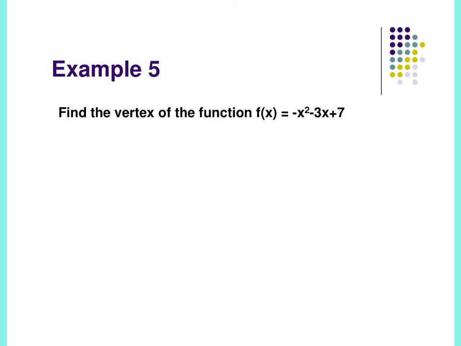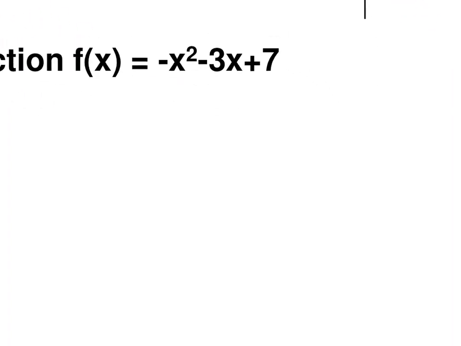All right, so here we've got find the vertex of the function f of x equals negative x squared minus 3x plus 7. So the a is what's in front. Instead of going through the process of complete the square, I'm going to do it the short way. The a is what's in front of the x squared, which is negative 1. The b is what's in front of the x, which is negative 3. C is 7, but I don't even need it right now.